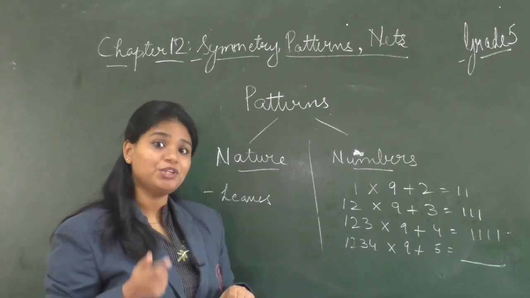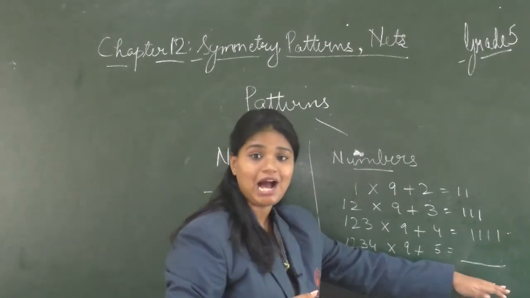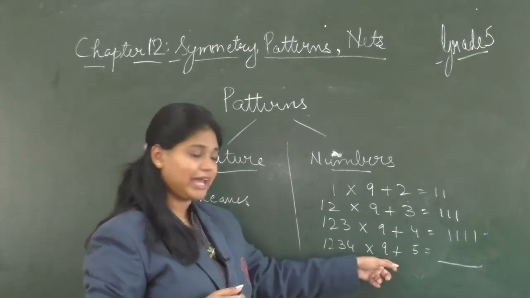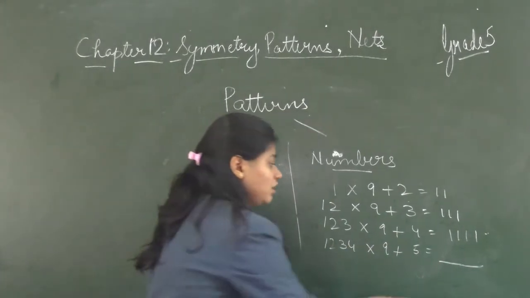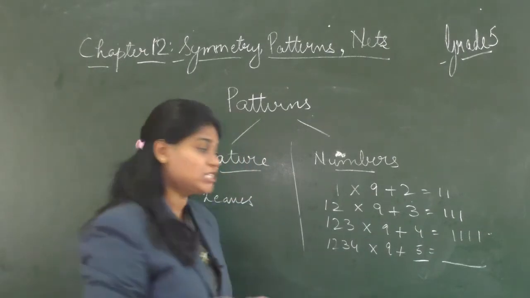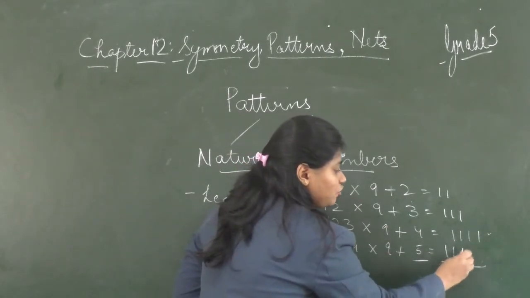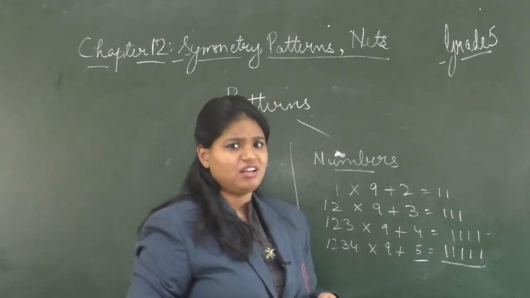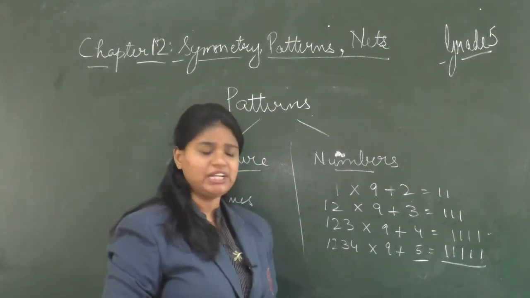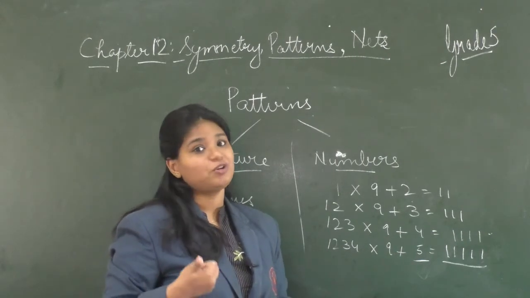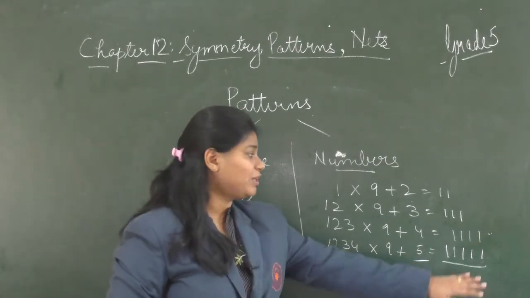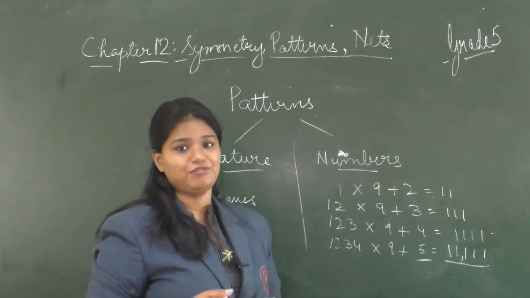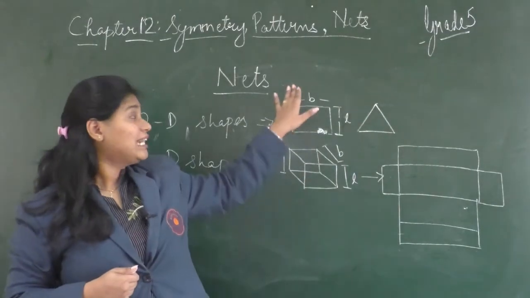Now, from this pattern you can identify what will be the answer. So, here I have written 1, 2, 3, 4 into 9 plus 5. So, here it is 5, right. So, I will write 1, 2, 3, 4, 5. 1 I will write 5 times. Like, you might be confused, right? How is this happening? You can go and check the answer by yourself. You will get the answer as 11,111.